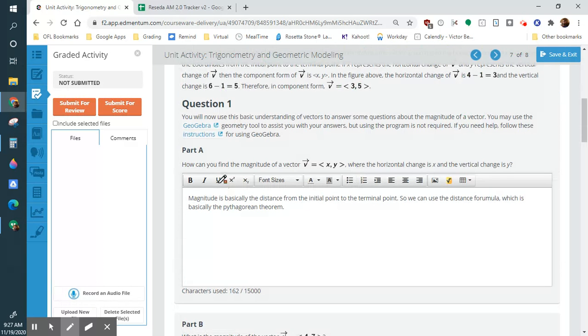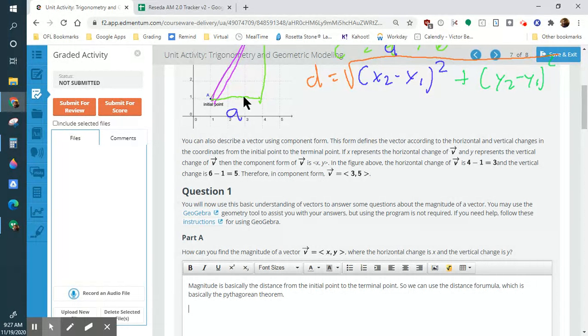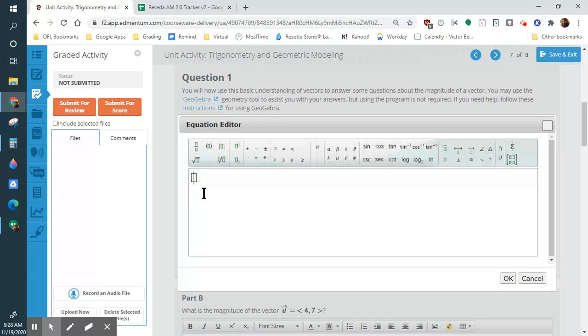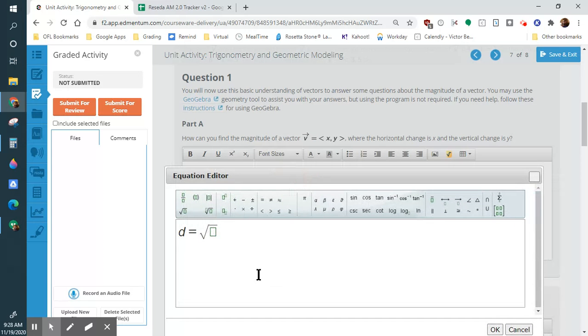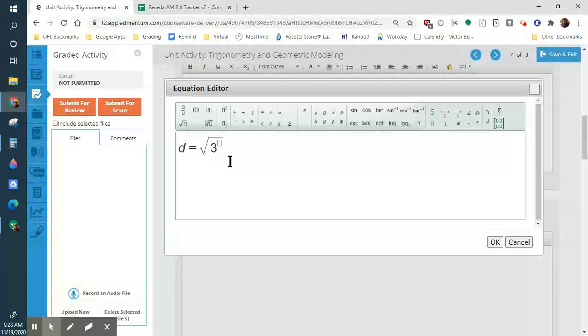So when I'm doing this, how can you find the magnitude, given the horizontal change and the vertical change? I'm assuming they want you to solve for it. This is already a change. This is a change of 3, and this is a change of 5. So this is pretty simple. All we're going to do here is d equals the square root of 3 squared plus 5 squared. So d equals the square root of 9 plus 25. In other words, d equals the square root of 34. And you guys can just leave it like that.